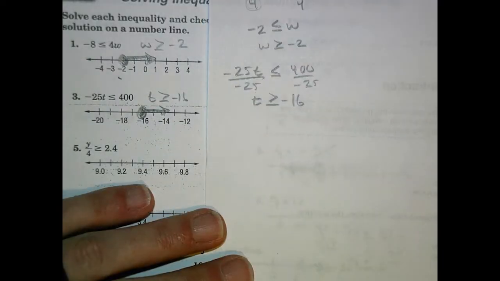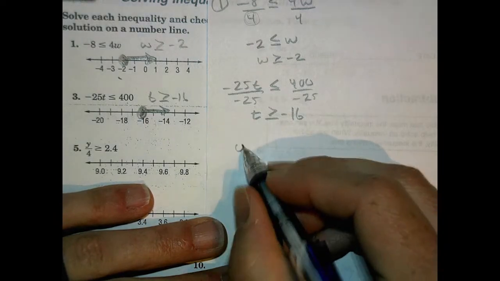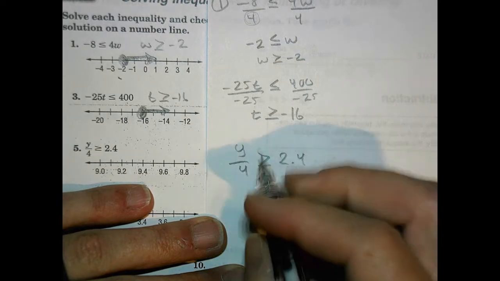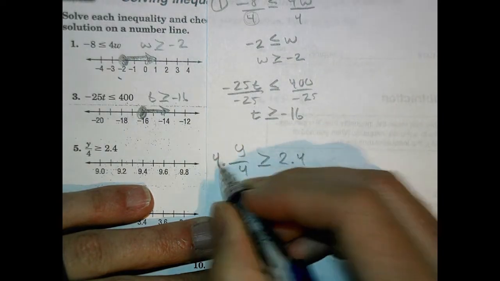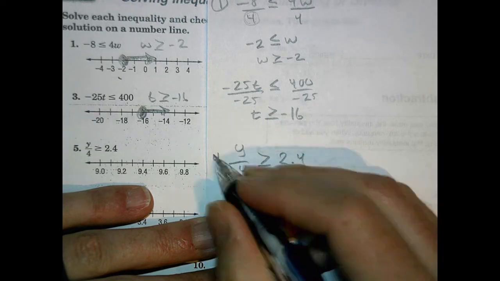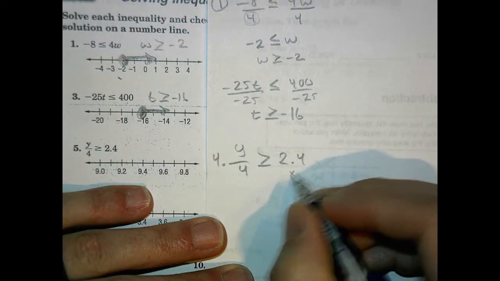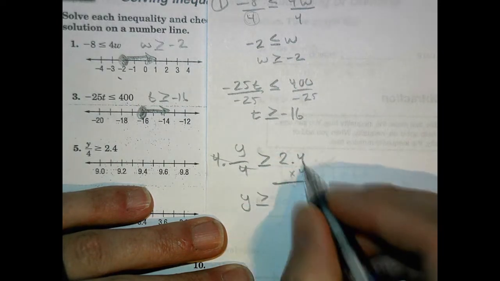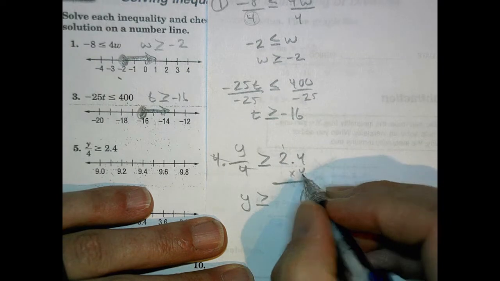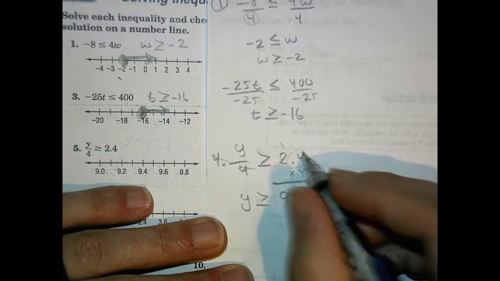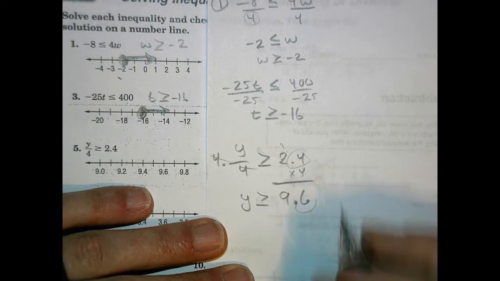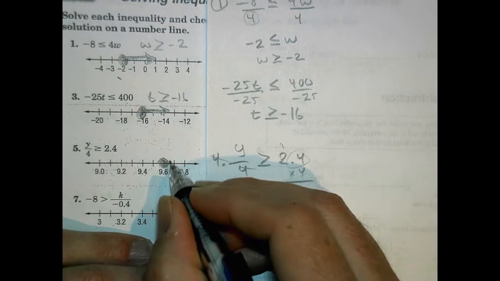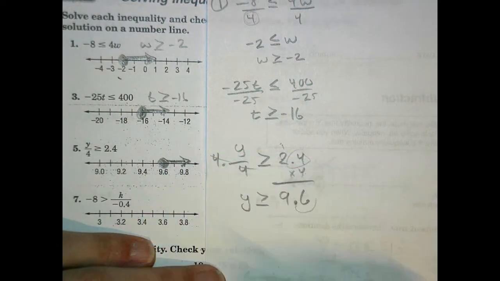Number 5. All right, we have y over 4 is greater than or equal to 2.4. To get this one to work, I'm going to multiply by the reciprocal, or multiply by 4, because divided by 4 would multiply by 4. So that goes away. So y is greater than or equal to, 4 times 4 is 16, carry the 1. 4 times 2 is 8, plus 1 is 9. I have 1 digit behind a decimal, so I'll move it over there. So y is greater than or equal to 9.6. So I find 9.6, fill in the circle, and get my arrow going the correct way.